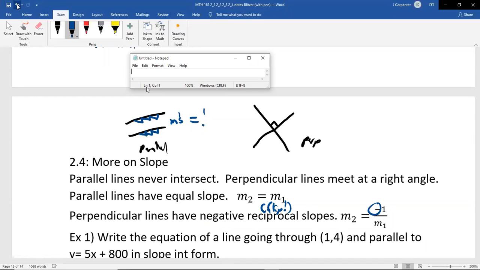So that's why this negative is in that formula. So you flip it and change the sign. You flip it and change the sign. You flip it and do what? Change the sign. If you only do one of those two things, it's going to be wrong.